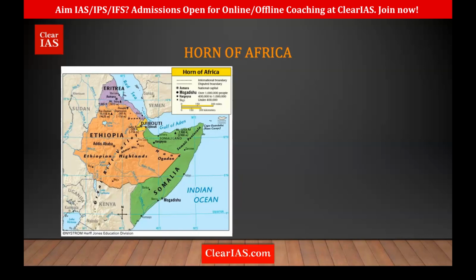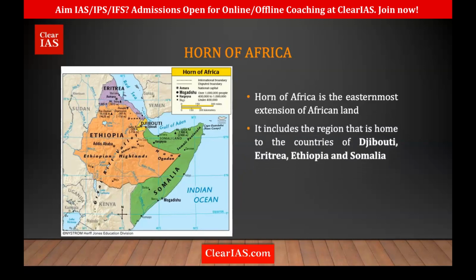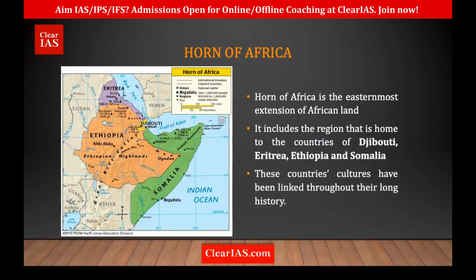So since there are only four countries, it will be easy to remember, right? We have Eritrea, Ethiopia, Djibouti, and Somalia. And we have the Gulf of Aden here and the Red Sea here. So the Horn of Africa is the easternmost extension of African land. It includes the region that is home to the countries Djibouti, Eritrea, Ethiopia, and Somalia.